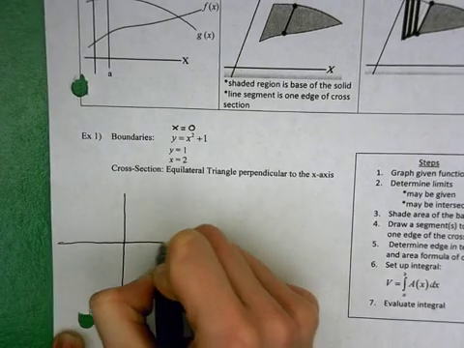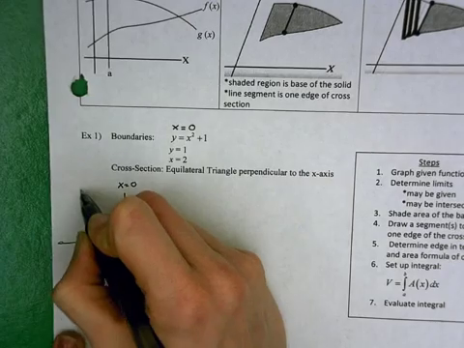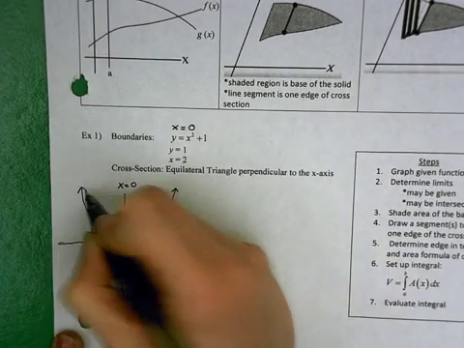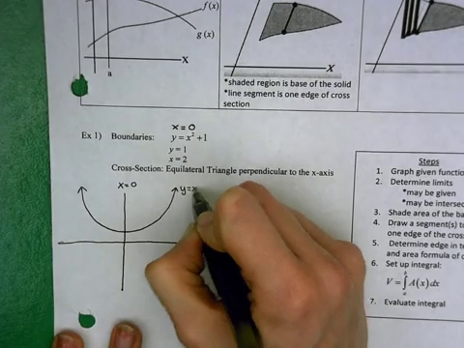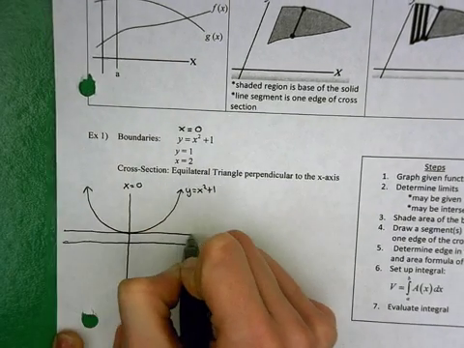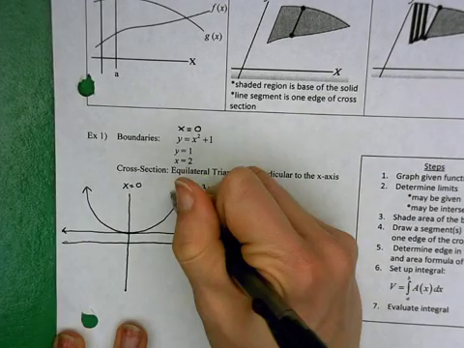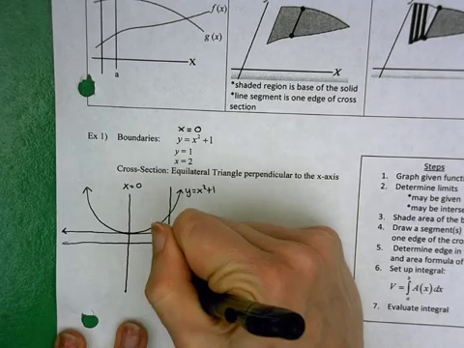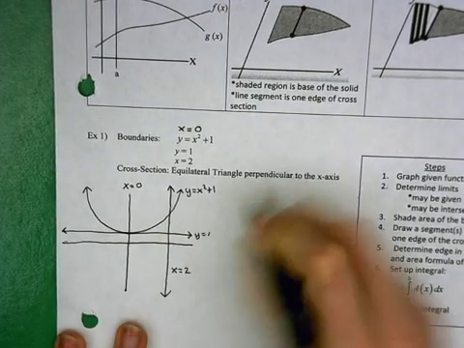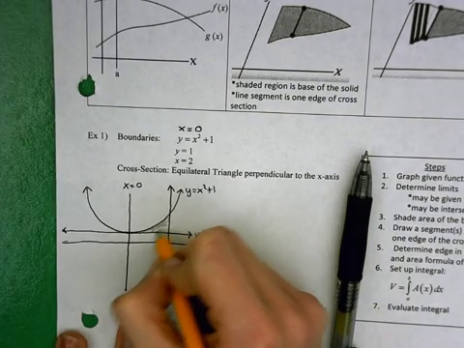x equals 2. If we graph those, put them in our graphing calculator, we have x equals 0, y equals x squared plus 1, y equals 1, and x equals 2. So this is my shaded region.